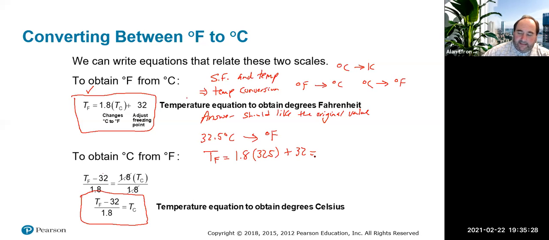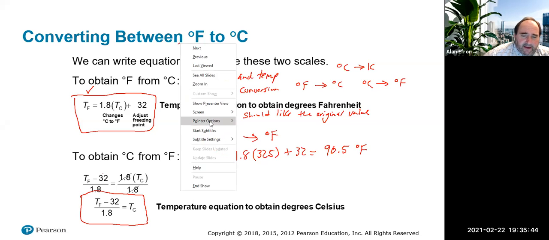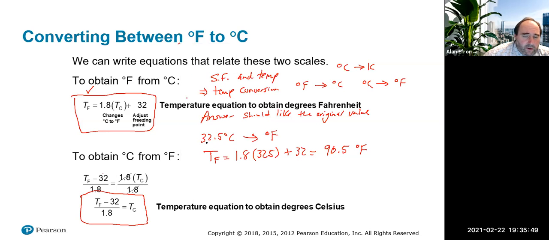So we've got 1.8 times 32.5. We're then going to add 32 to it. That is going to give us 90.5 degrees Fahrenheit. Now, in terms of significant figures, in this particular case, it came out okay. But in terms of significant figures, because our original value went to the first decimal place, we would want to do our converted value to the first decimal place.